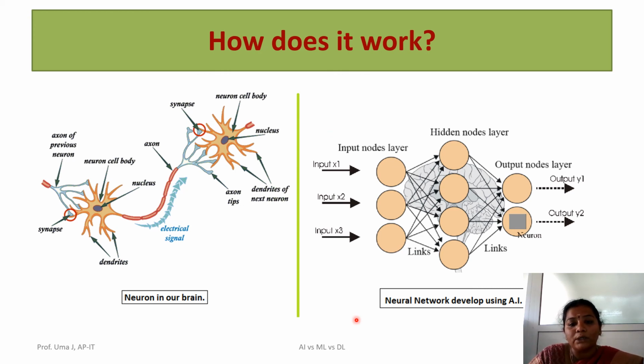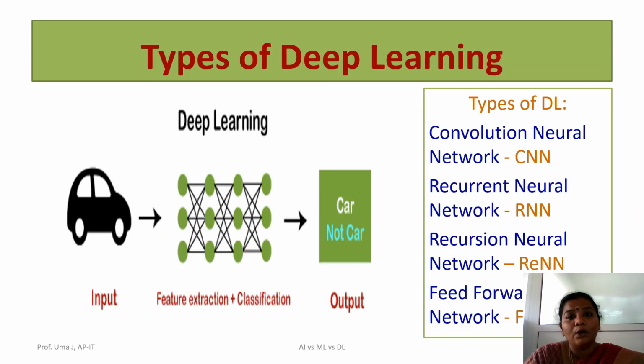Now let us move on to an example of deep learning and the types of deep learning. We shall see a small example of deep learning. An input image is given to the neural network and it will analyze it for feature extraction and classification. Once the classification is done, it is passed to the test phase where the output will be predicted. This is the working of deep learning. Now we shall see the types of deep learning: convolutional neural network, recurrent neural network, recursive neural network, and feed-forward neural network. We have many more types of deep learning based upon the application.